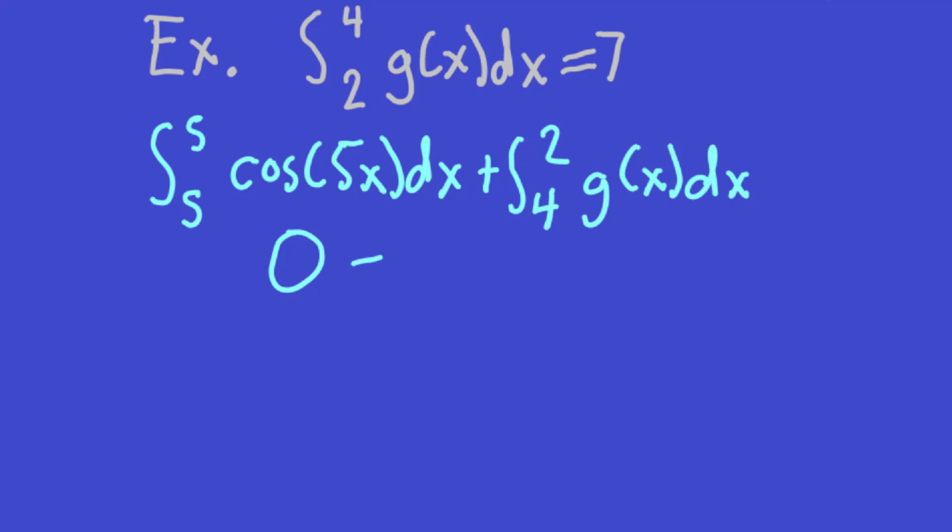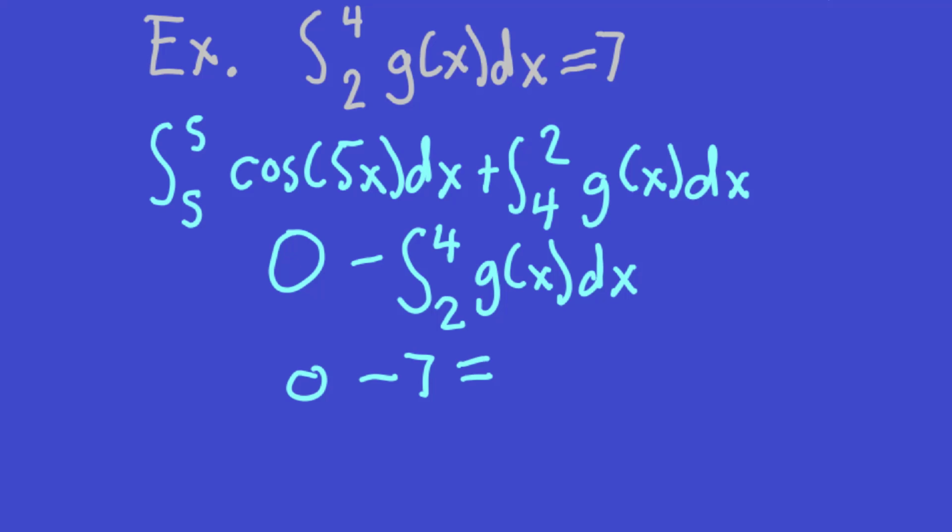So, from our first property, we know that if the domain is 5 to 5, it's the same a to a, then it's going to be 0 because anything times 0 is equal to 0. Then we also know g of x, we can turn it around and just make it negative based on our second property. Doing this, we get 0 minus 7, which is equal to negative 7.